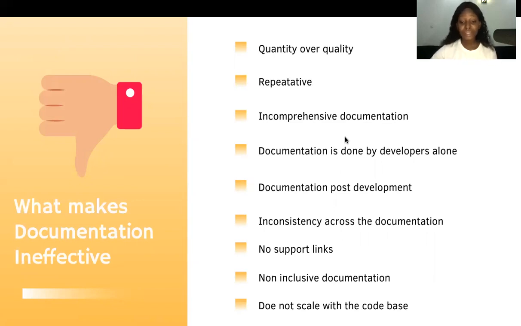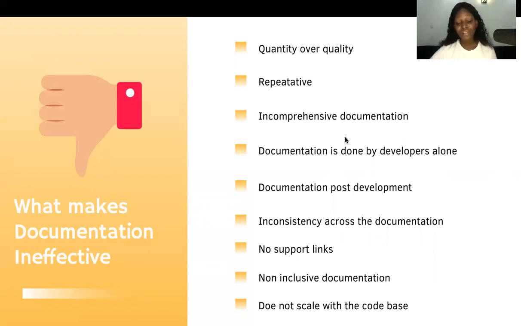And also inconsistency across documentation. Yes, this also counts as ineffective documentation. And also no support links. We looked at that earlier. You don't want your users to always have to look for your email via LinkedIn, since they saw that you're the person behind that particular project. So they have to look for your email via LinkedIn or search your name on a search engine before they actually ask for help, right? So the documentation that does not have a support link is considered ineffective as well.